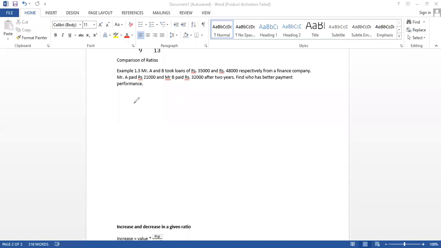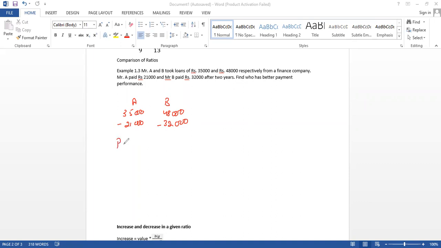So now we have Mr. A and we have Mr. B. Mr. A has taken a loan of 35,000 and Mr. B 48,000. Mr. A paid 21,000. So Mr. A has paid 21,000, whereas Mr. B has paid 32,000 after 2 years. Find who has better payment performance. Now, which one has actually paid better? For this, we're going to calculate the ratio for both of them and see which ratio is actually better.